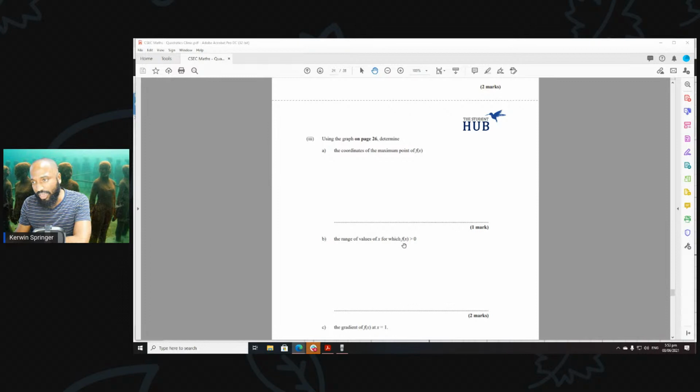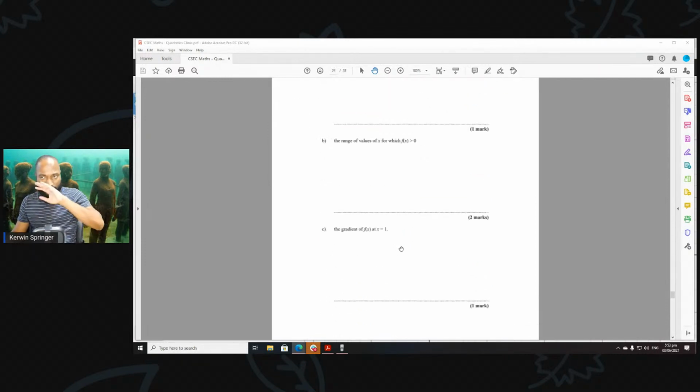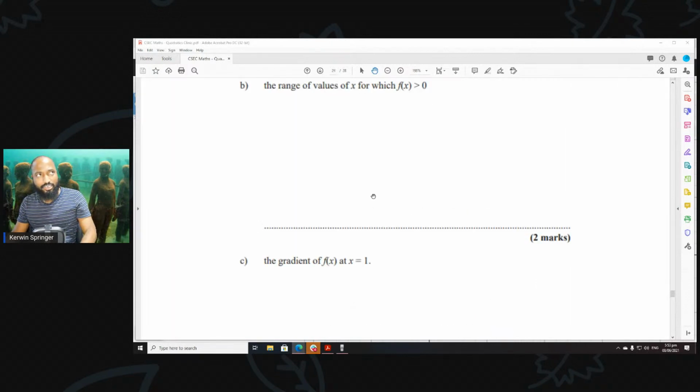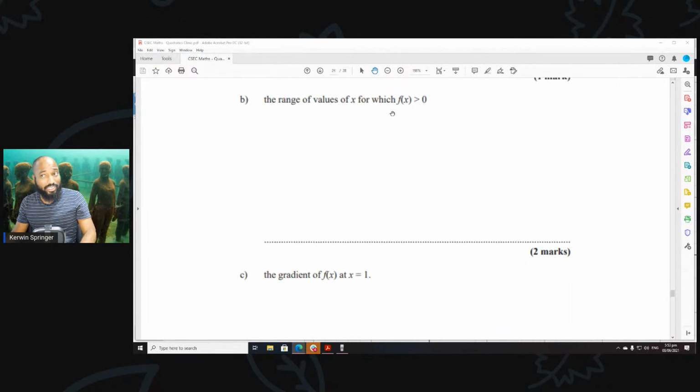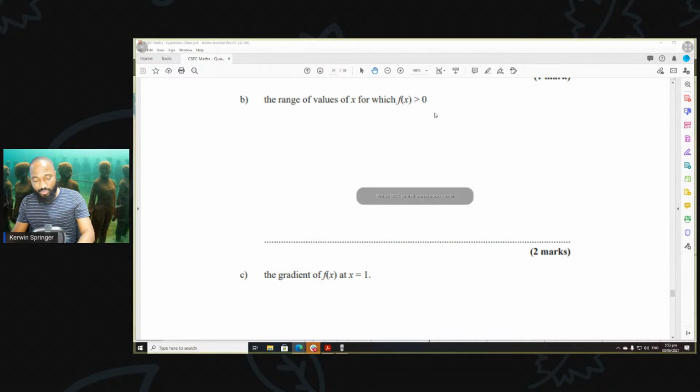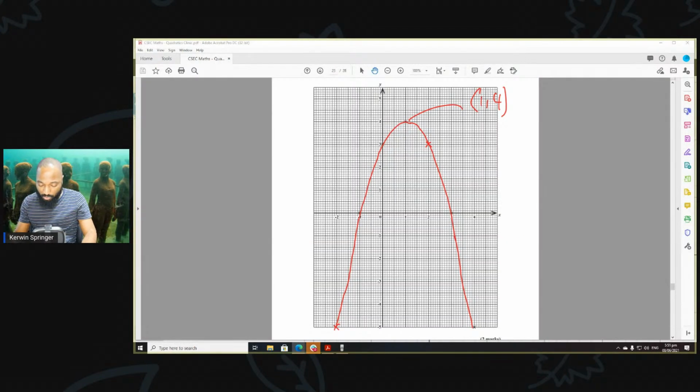The range of values of x for which f of x is more than 0. This is new. It's almost arithmetic, kind of, but it's a quadratic inequality. When is this graph more than 0? It's more than 0 between these two values. Boom and bang. Between -1 and 3.